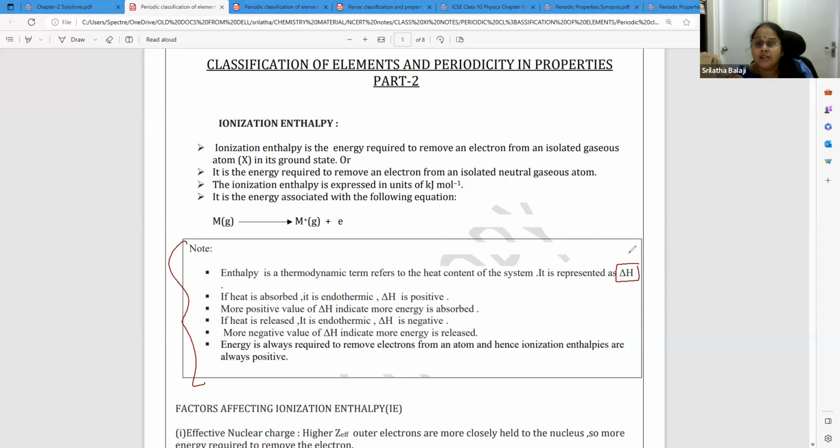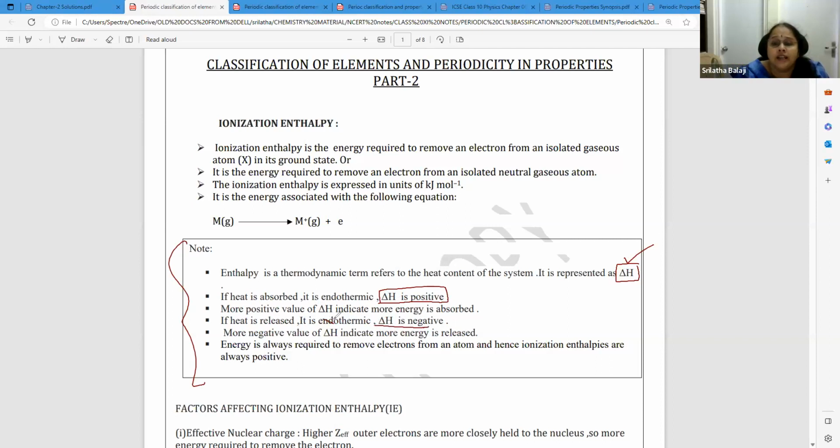Are you aware of exothermic and endothermic processes? Simple. What is an exothermic process? If heat is evolved, you call it exothermic. If heat is absorbed, you call it endothermic. So this is what we call enthalpy, and symbolically we write it as delta H. If delta H is positive, it is endothermic. If delta H is negative, it is exothermic. Remember this.